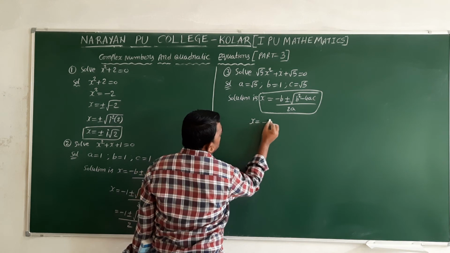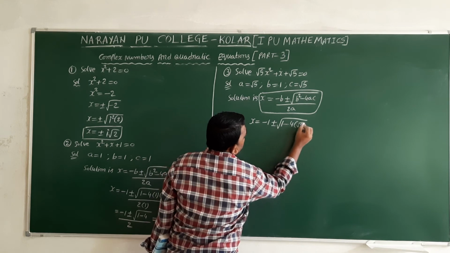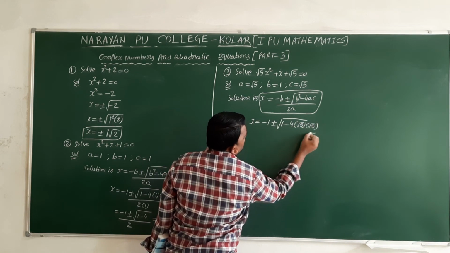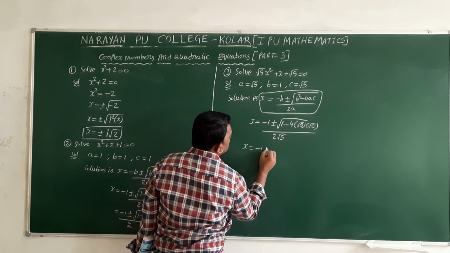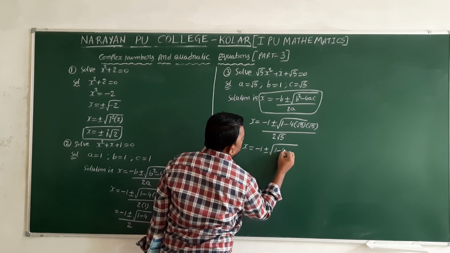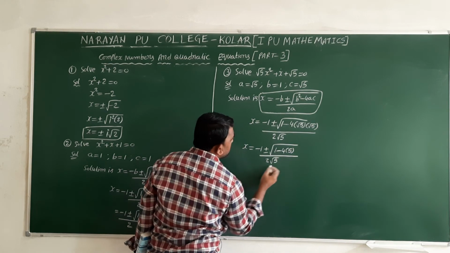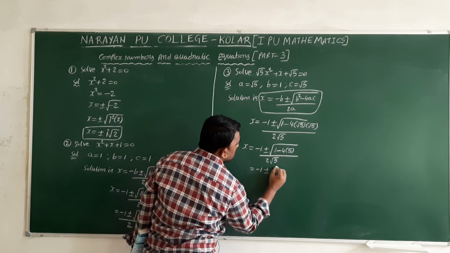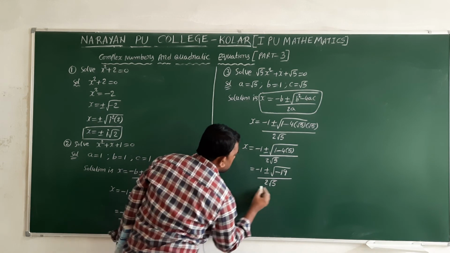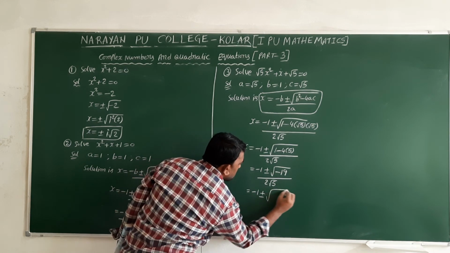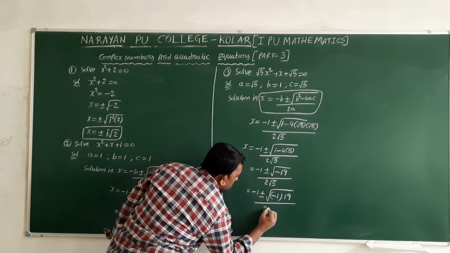x equal to minus b, minus 1 plus or minus root of b square is 1, minus 4, a value root 5, c value also root 5, by 2 into a, 2 root 5. x equal to minus 1 plus or minus root over 1 minus 4 into root 5 into root 5, that is 5, by 2 root 5. Minus 1 plus or minus, 1 minus 20 is minus 19, by 2 root 5. Minus 1 plus or minus, this we can write as minus 1 into 19 by 2 root 5.